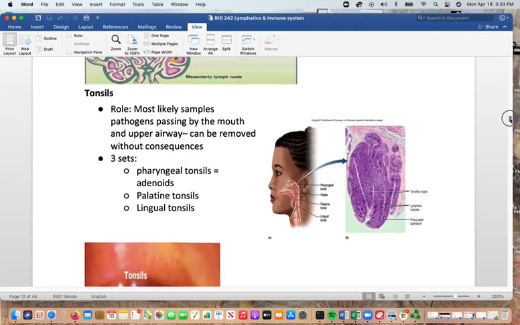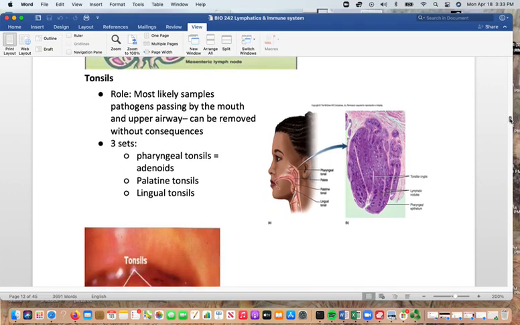So with your tonsils, for a certain generation, your tonsils were removed pretty regularly in people. They did it if you got sick very often at all. And they no longer do that because they have a better understanding of what their purpose is, that they actually do play an important role in the immune system. They are the ones that are most likely sampling the pathogens that pass through the mouth and the upper airway. So if they can get caught here, they can be removed without consequences. You remove it though, and now you've taken out one of the big filters.